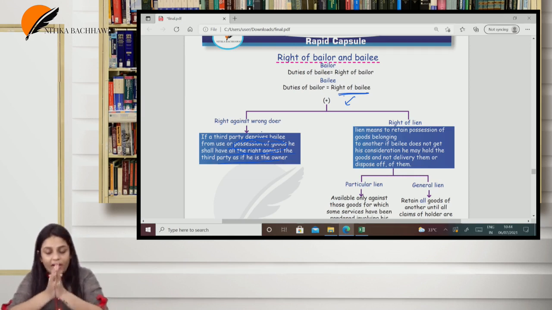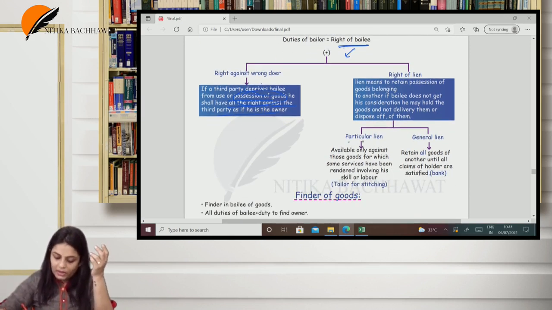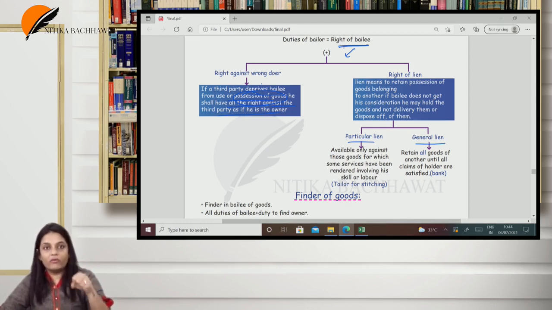Now when we say right of lien, lien can be particular lien or general lien. Lien could be a particular lien or a general lien. What is this particular lien?